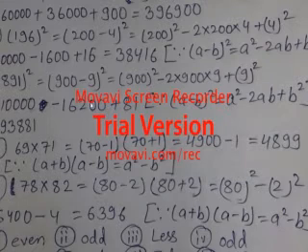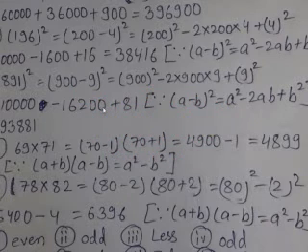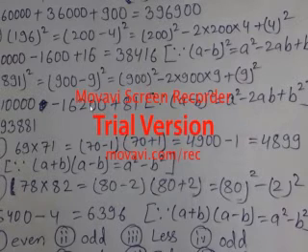Now if you see here, from 810,000 we subtract 16,200. Just keep your brain conscious over here. 10,000 and 10,000 are gone. How much remains? Here remains 8 lakh and here remains only 6,200.